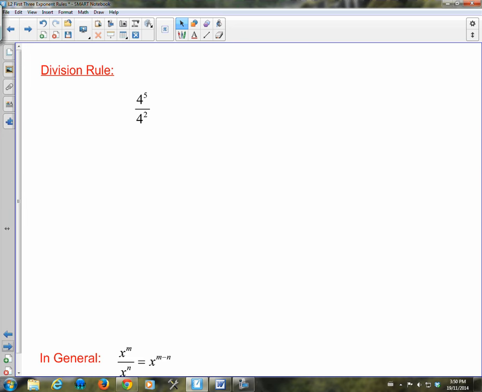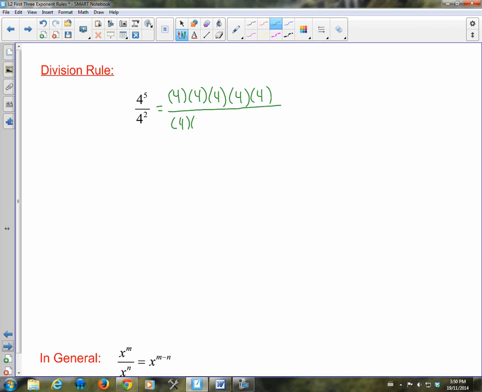The second exponent rule is the division rule. So it kind of makes sense. If there's a multiplication rule, there would be a division rule. And we know that 4 to the exponent 5 means 4 times 4 times 4 times 4 times 4, 5 times. And we're dividing by 4 times 4, 4 squared, 2 times.